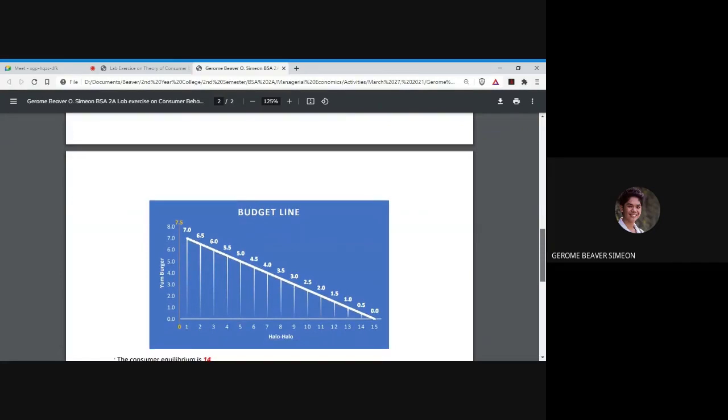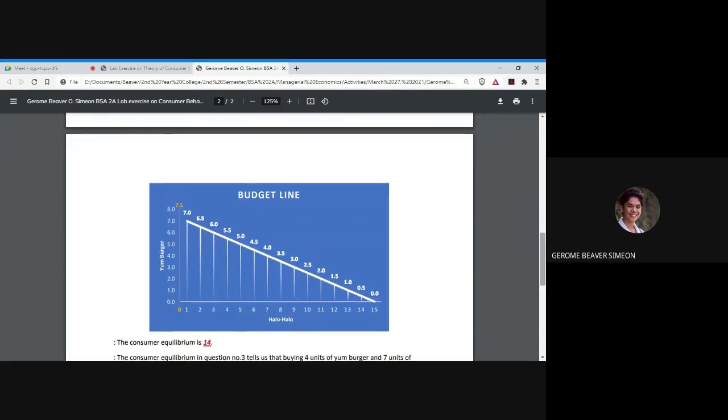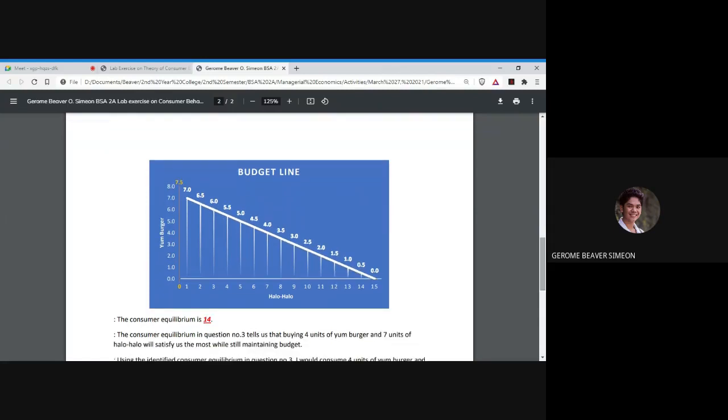So here's the budget line. Disclaimer, the orange part here, I just added this up because when I did this on Excel, it was missing. Hindi siya lumilitaw. Ang pinapakita niya lang kagad is 1. So, supposedly kasama dapat ito, itong orange part.